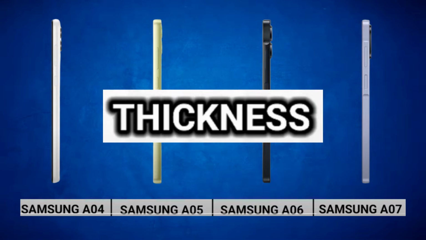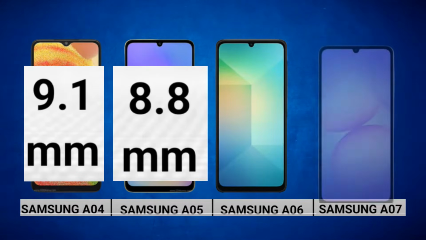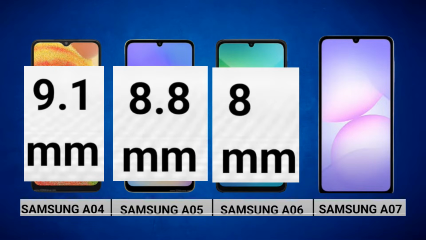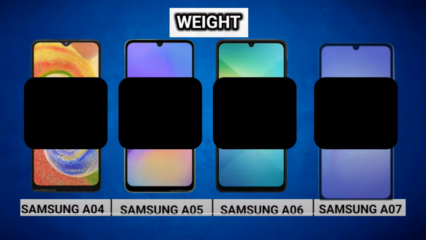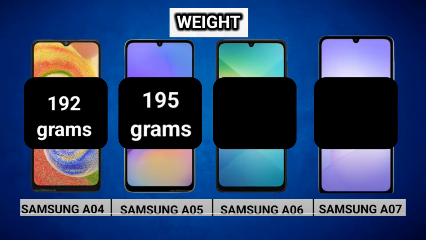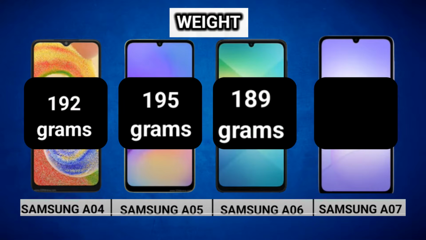When it comes to the thickness, the A04 is the thickest at 9.1 millimeters. The A05 is 8.8 millimeters, and the A06 is 8 millimeters. This means the A07 is the thinnest at 7.6 millimeters. Now let's see how much these phones weigh. The A04 is 192 grams, and the A05 is the heaviest at 195 grams. The A06 weighs 189 grams, and the A07 is the lightest at 184 grams.